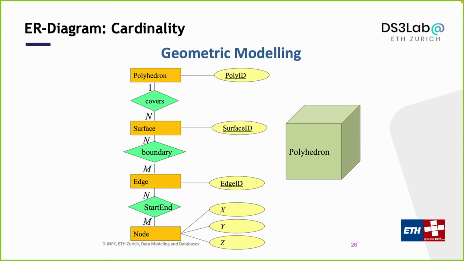It's actually, you have the 1 there. So there's a many-to-one relationship from surface to polyhedron, right? Which means that if I know a surface, I can uniquely identify a polyhedron, okay?